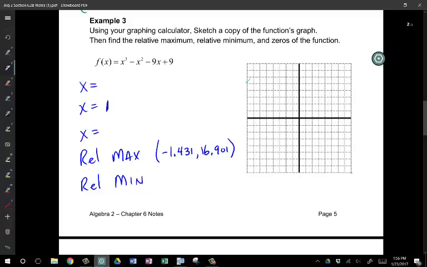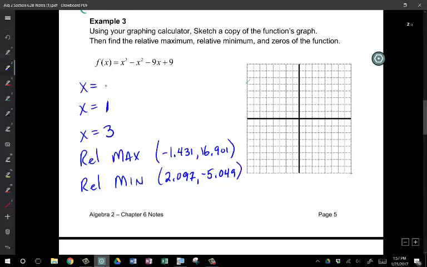Who else has something? Michaela, do you have the first 0? The left one, yes. It's what? Okay, that's fine. Krista, what do you have? 3? All right, who's got the relative min? Jessica? 2.097, comma, negative 5.049. And I need the first point. Luke? Negative 3. Okay. That should be enough to plot.